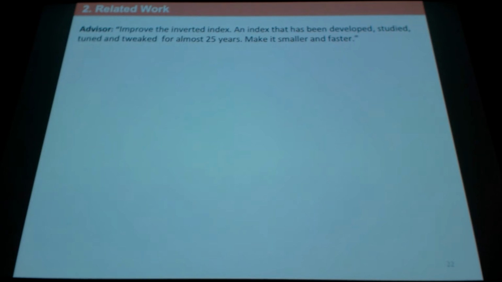So this is kind of the first half of the presentation, and this is what I had to learn before actually doing something. So what my advisor told me was, well, improve the inverted index. As you may know, the inverted index has been developed, studied, tuned, and tweaked for almost 25 years. Actually, I just learned that the inverted index was mentioned in 1967 for the first time, right? And my advisor said, yeah, you have to make it smaller and faster.